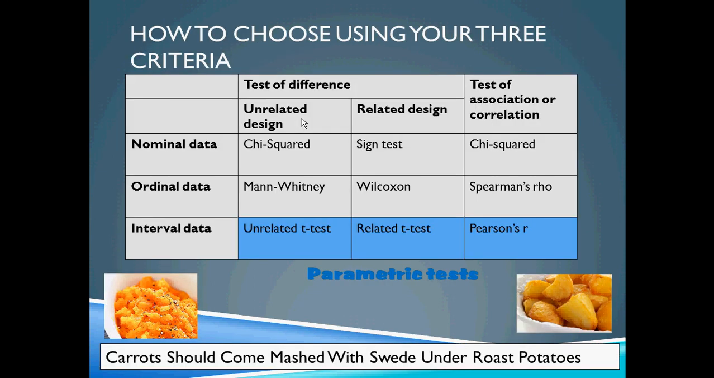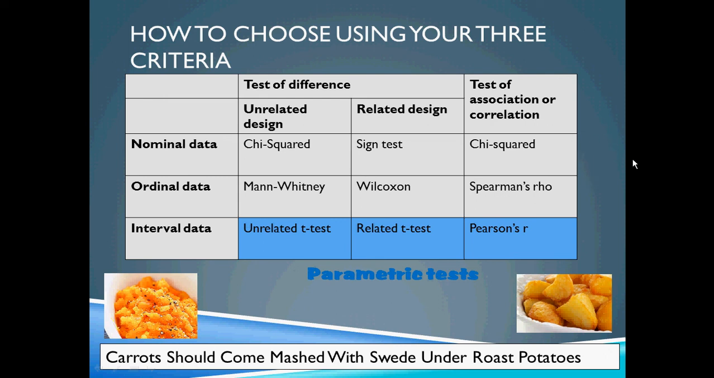And this is our really important slide. You're going to have to learn this table, lucky you. So how to choose using your 3 criteria. So we've looked at those 3 criteria. If you remember, they were, is it a difference or a correlation? What's the design, and what type of data is it, what level of measurement? So this table tells you how you know what test to use.